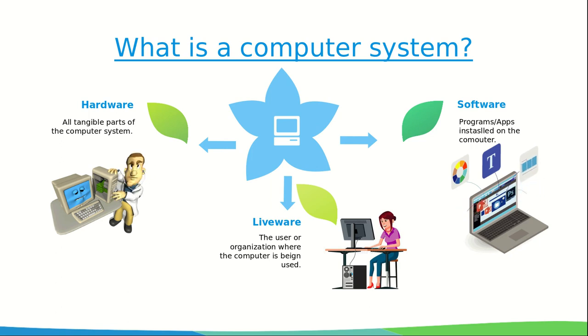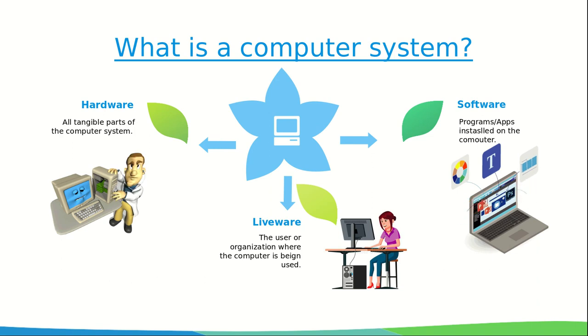Now, a computer system consists of three main components. Namely, on your screen you can see the hardware on the left, the software on the right, and then down there you can see the liveware. Those are the three major components that together form the computer system. Just in brief, let us look at them and highlight.